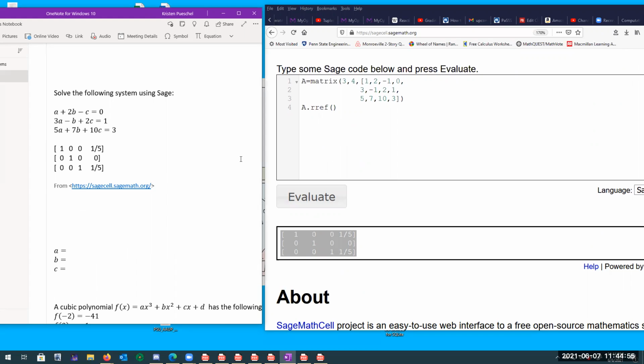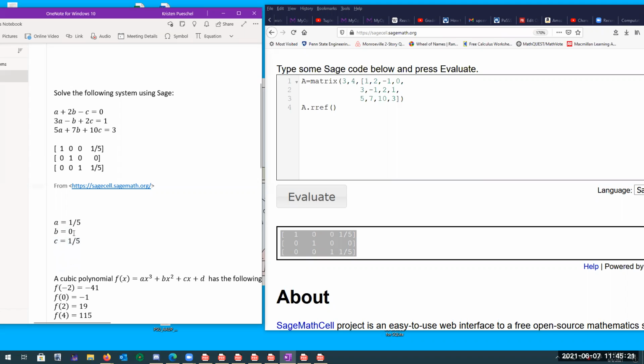And we can read off our solutions, right? Our first equation says a equals 1/5. Our second equation tells us that 0a plus 1b plus 0c, or just b, is equal to 0. And our third equation tells us that c is also equal to 1/5. Okay, so to solve this system, all we did was take the augmented form of our matrix, put it into Sage, and ask for the reduced row echelon form. Easy as cake.